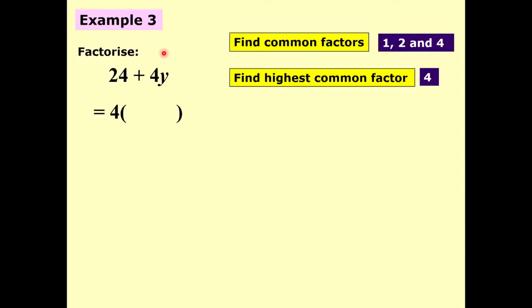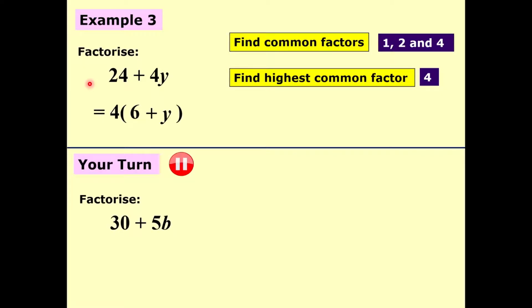So we're going to start by writing 4 on the outside of our brackets and now work out what goes on the inside. So 4 times what gives us 24? 4 times 6, and then 4 times what gives us plus 4y, plus y. And then we can go back and check. 4 times 6 gives us 24, 4 times plus y gives us 4y. Okay, so we're essentially using our skills of expanding brackets to double check our answer. Okay, pause the video here and give this one a try.